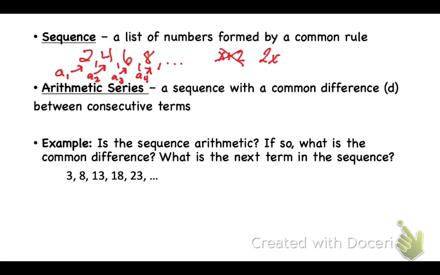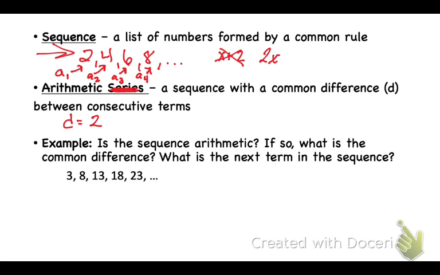An arithmetic series, and that should be sequence, not series, guys. An arithmetic sequence is a sequence with a common difference between consecutive terms. So it can be a positive difference or a negative difference. Is there a common difference between those terms? Am I adding 2 every time? Yeah. So D would be 2.